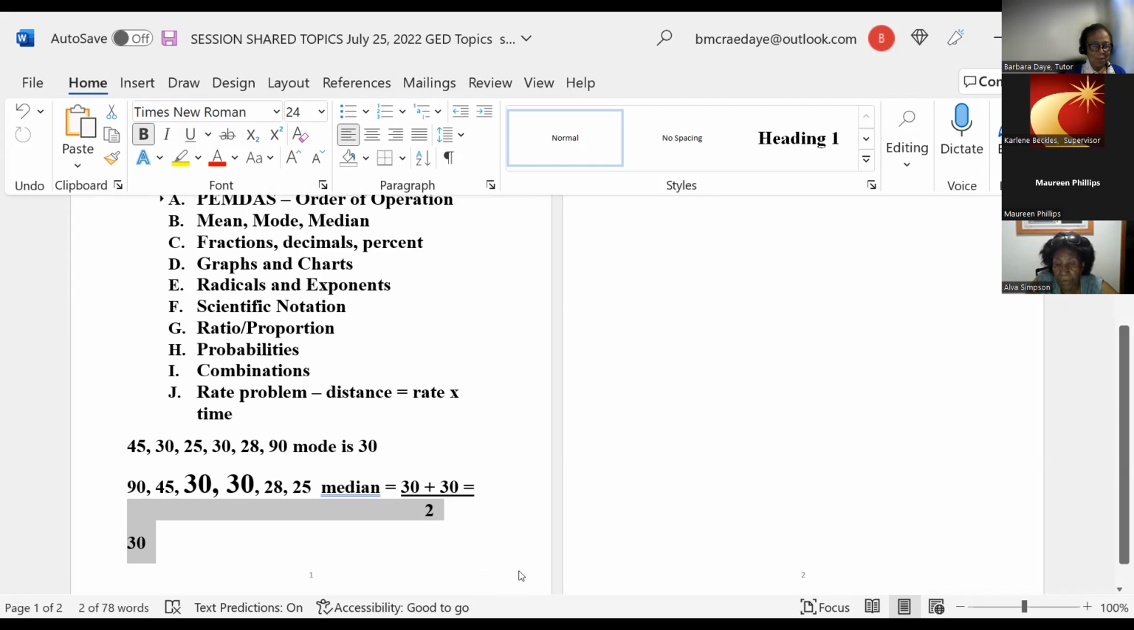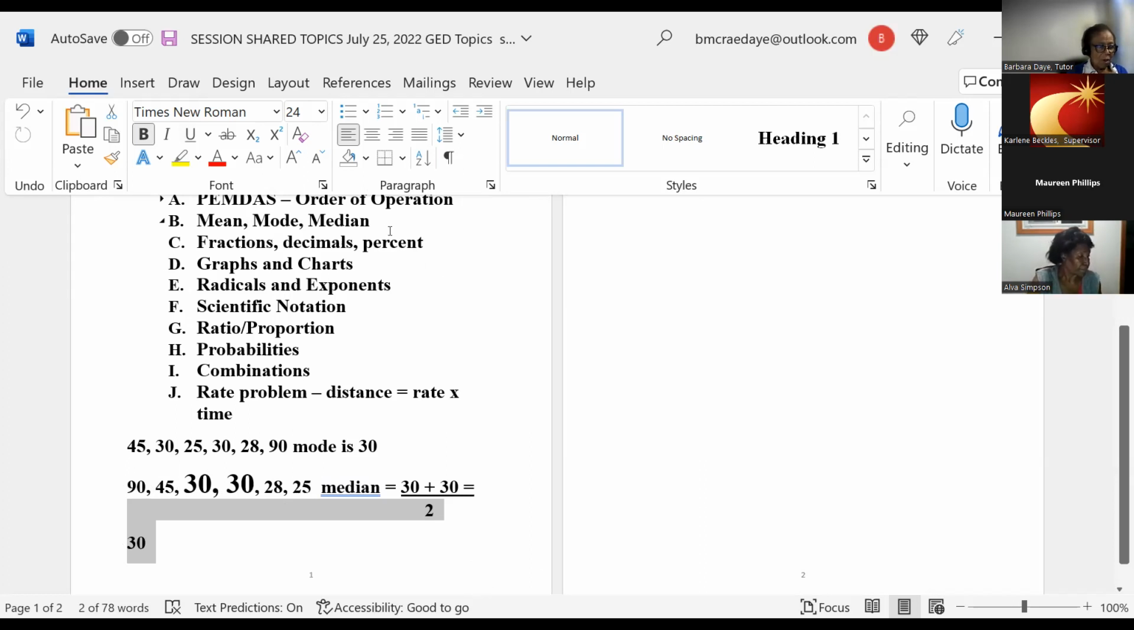You said you add up all the numbers and then you divide by the amount of items. And how many items are there? 1, 2, 3, 4, 5, 6. So you add up all these data items and divide by 6, and that would give you the mean. Yes. All right.